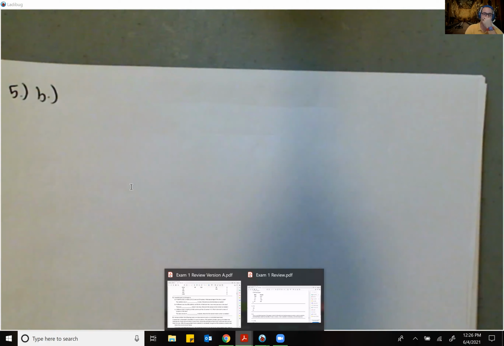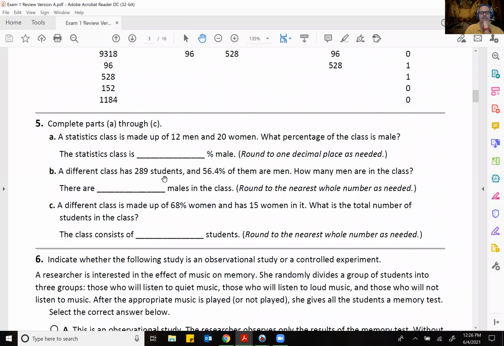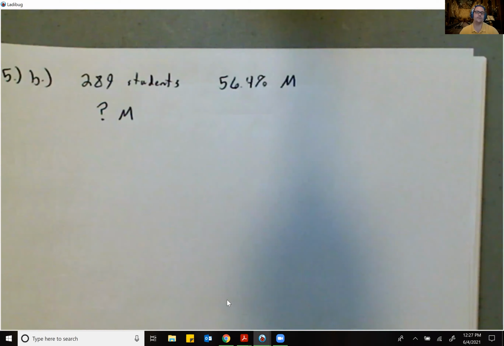Part B says a different class has 289 students and 56.4% of them are men. How many men are in the class? We're going to round to the nearest whole number on this one. So we have 289 students. 56.4% are male. We want to know the number of males. So what are we going to do? And there are lots of ways to do this.